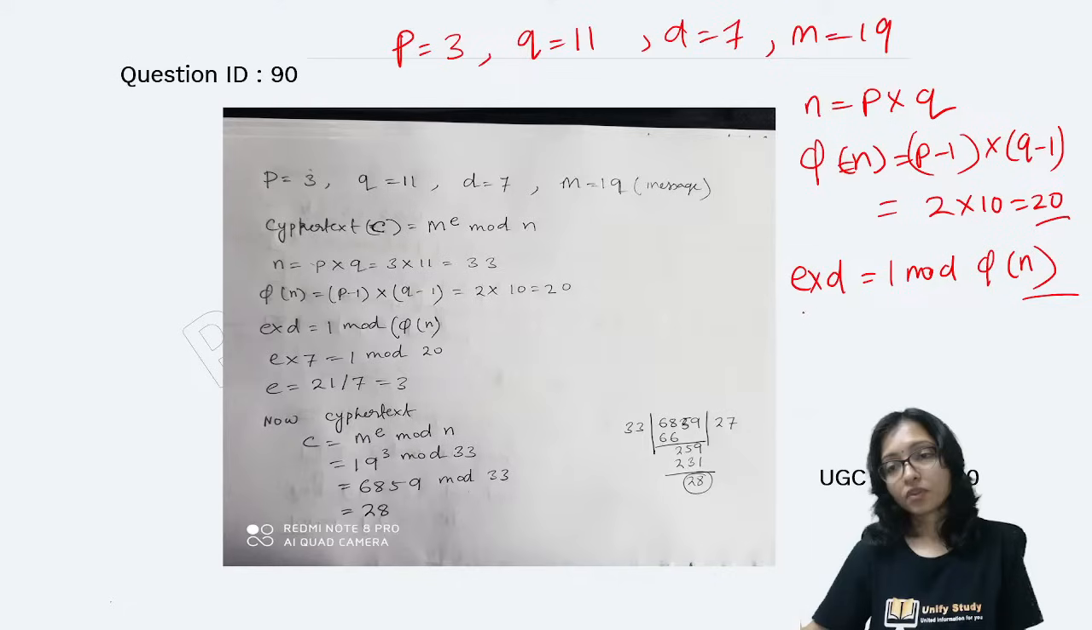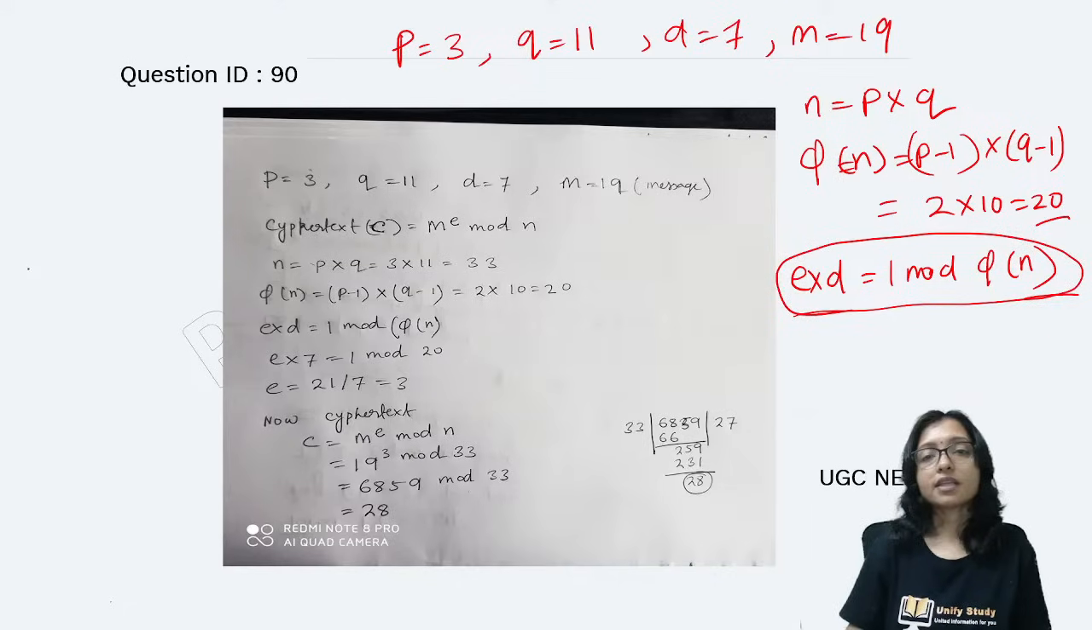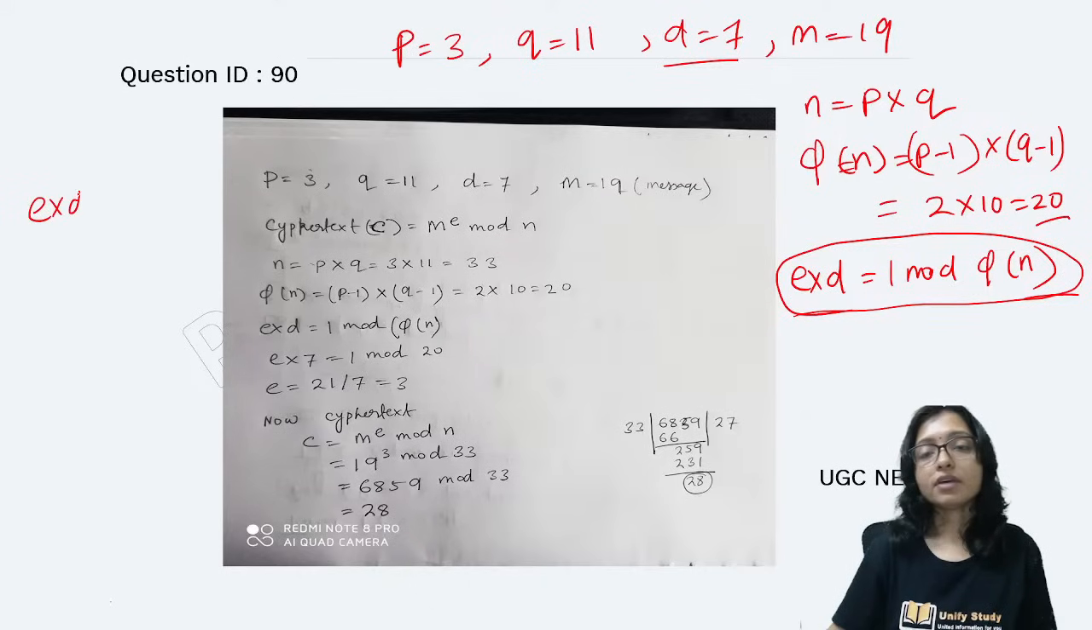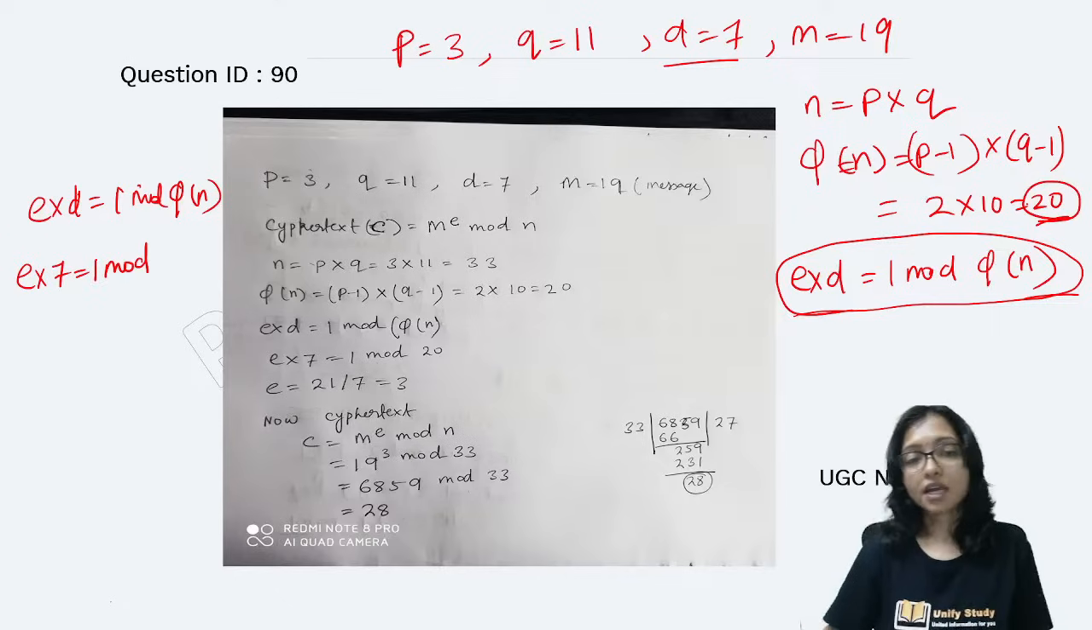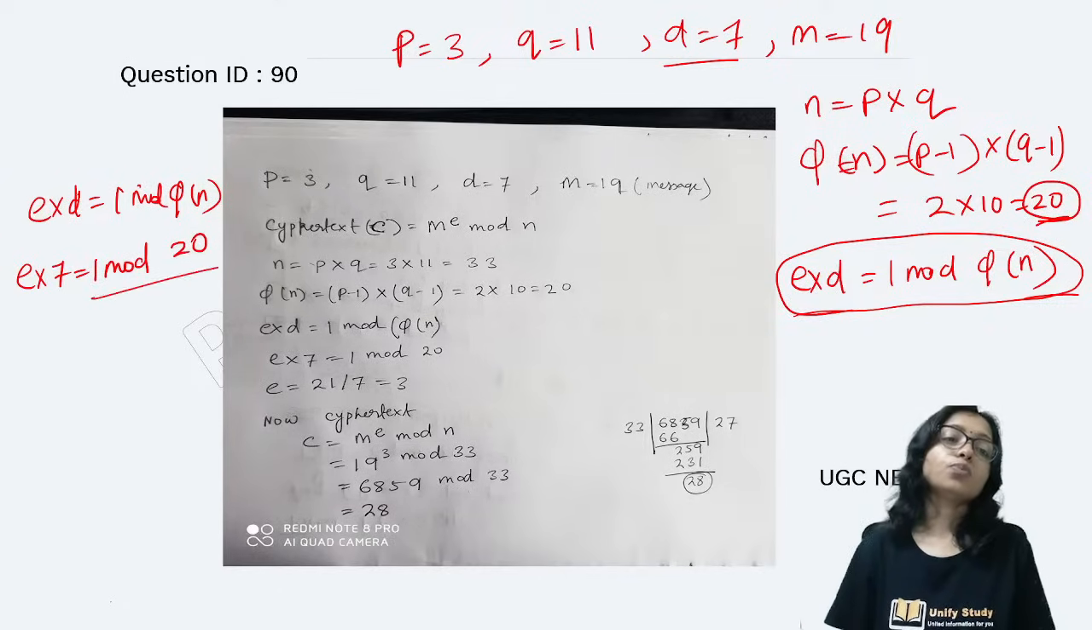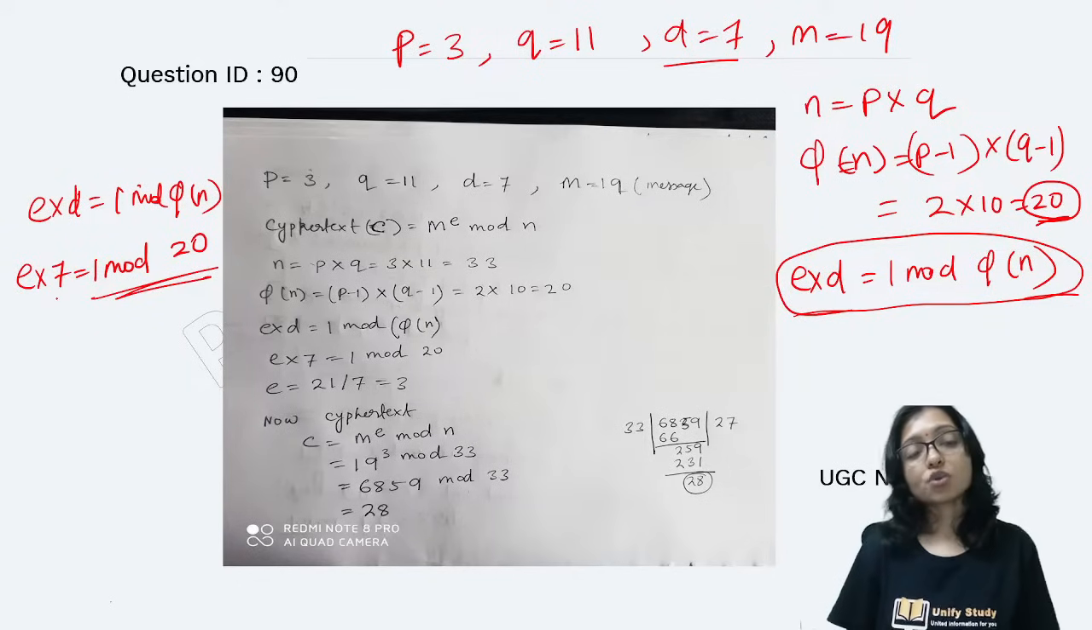Now where is the confusion? Students are getting confused here. How to get the value? Here the E value is not given but the D value is given to me. E multiplied by D equals 1 mod phi N. So E multiplied by 7 equals 1 mod phi N, which is 20. I am getting 20 here. So out of that, now how to put this number? You have to put this number so that it can be divisible by 7.